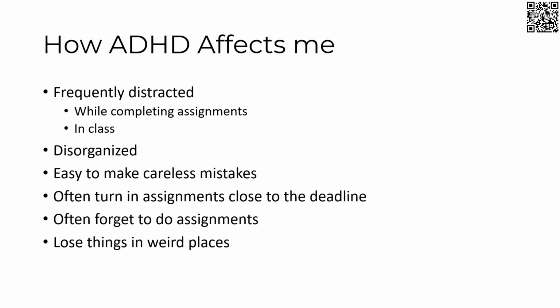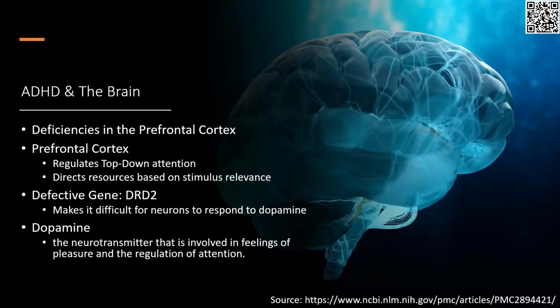Now I'm going to go into why that happens from a more biological standpoint, and what happens in the brain with ADHD. It happens through deficiencies in the prefrontal cortex. The prefrontal cortex regulates top-down attention and directs resources based on stimulus relevance. There's also a defective gene called DRD2. Obviously that's not that relevant, but it makes it difficult for neurons to respond to dopamine.